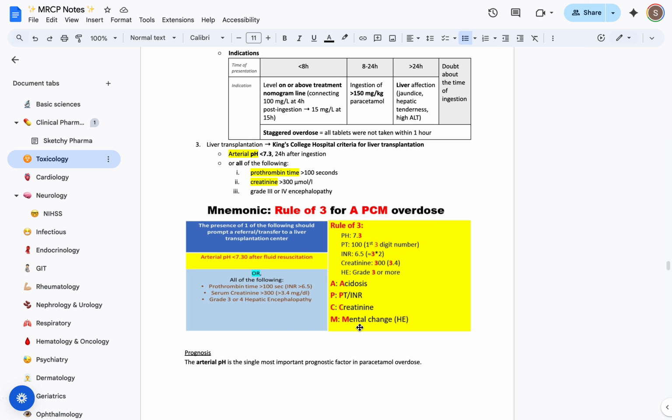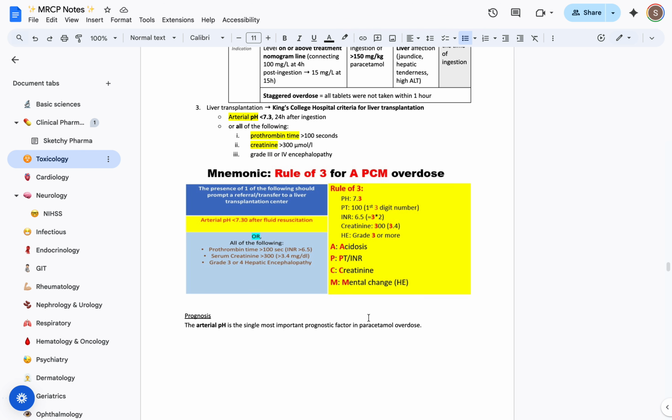Sorry, these are not the 4 indications. It's either acidosis alone or all of the others, okay? So that's how to know whether or not a liver transplantation is indicated. What is the single most important prognostic factor? It's the arterial pH. And this alone is enough to decide that the patient will need to have liver transplantation.